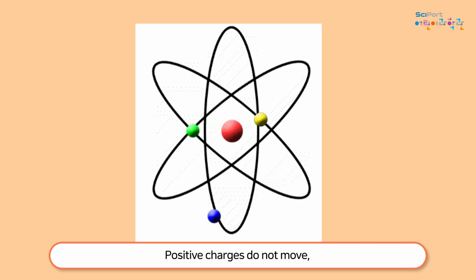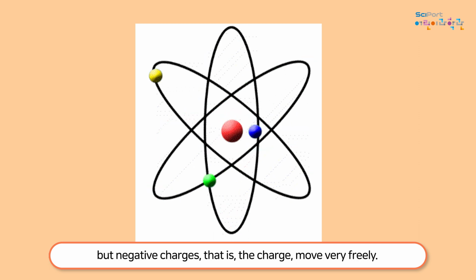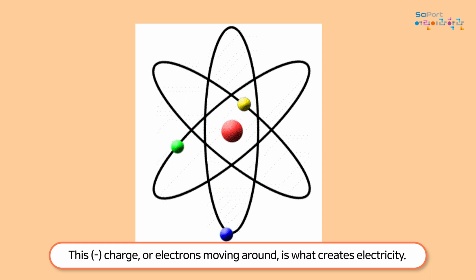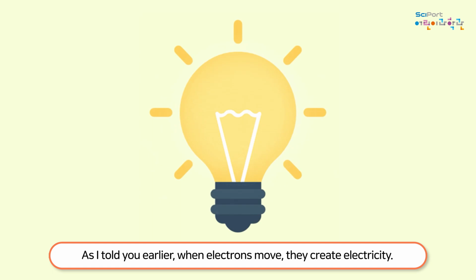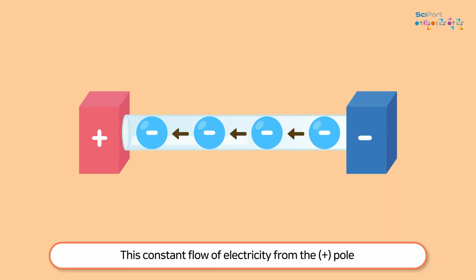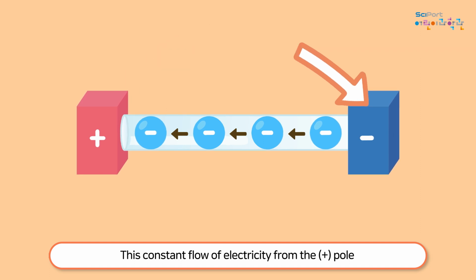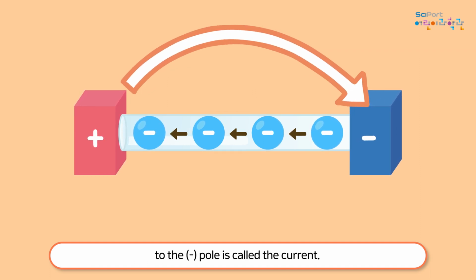other. Positive charges do not move, but negative charges, that is, the electrons, move very freely. This negative charge, or electrons moving around, is what creates electricity. As I told you earlier, when electrons move, they create electricity. This constant flow of electricity from the positive pole to the negative pole is called the current.